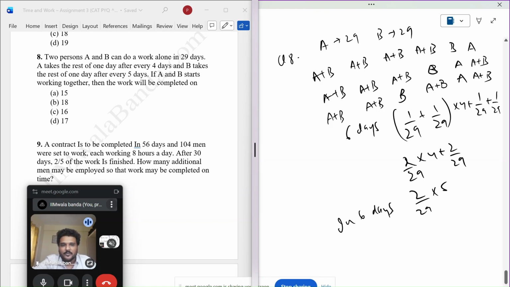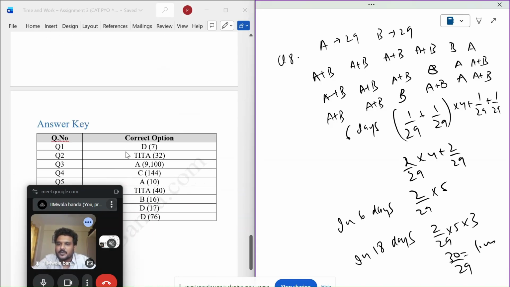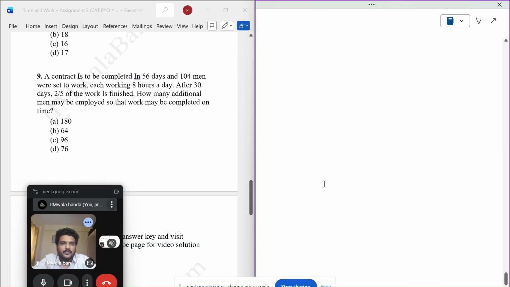And looking at the option, it has to be a multiple of 3. So let's see into 3. So 2 by 29 into 5 into 3. This is 15, 30. 30 by 29. So in 18th day, work was more than 1. So the work got completed in 17 days. Good question. Just have to recognize the pattern in which they're working.